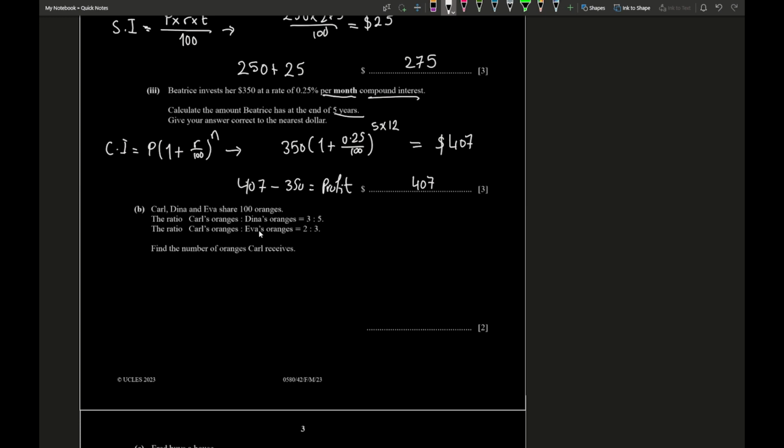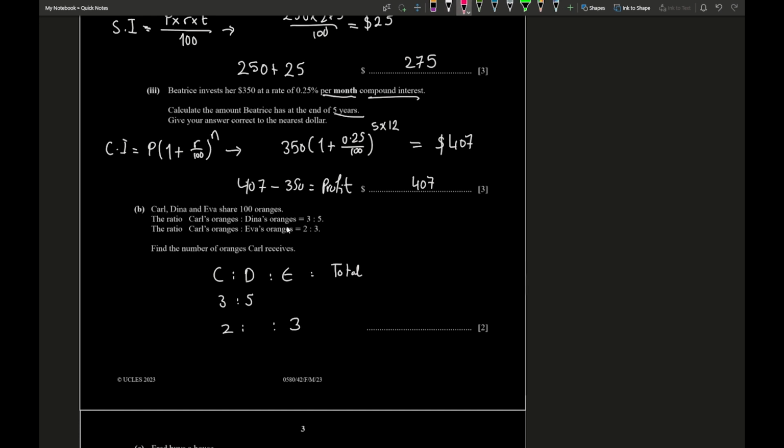Carl, Dina, and Eva share 100 oranges. The ratio Carl to Dina is equal to 3 to 5. We like the ratio Carl to Eva, so Carl to Eva, and then واحدة تالتة is equal to 2 to 3. Okay, 2 to 3. المفروض هنا يكون عندنا التوتال. ماشي. فأنت بيقول لك هنا find the number of oranges Carl receives.